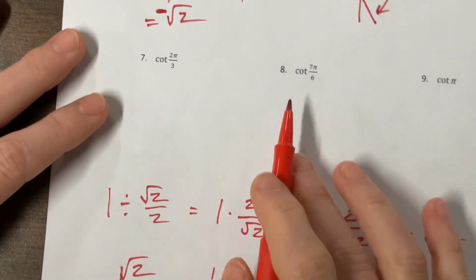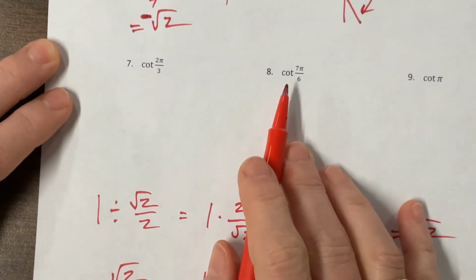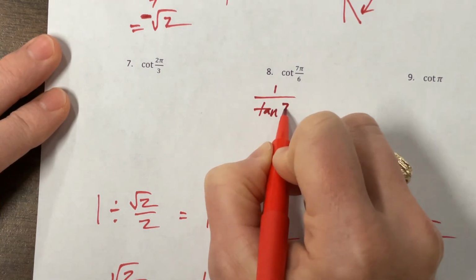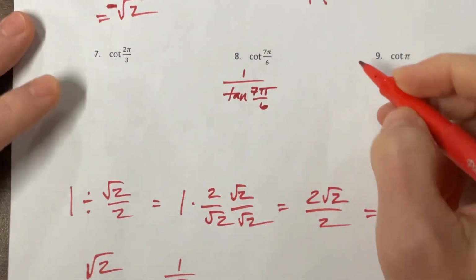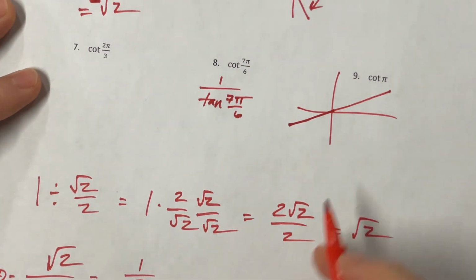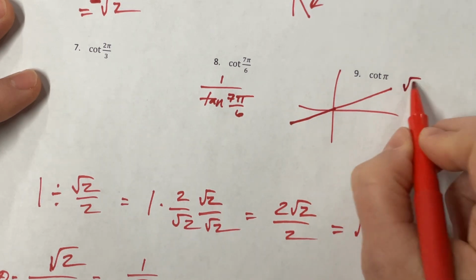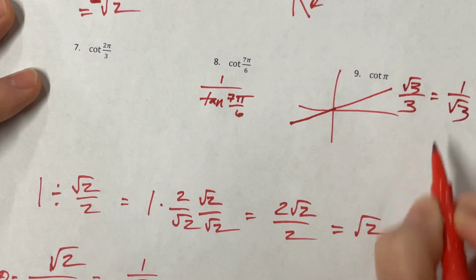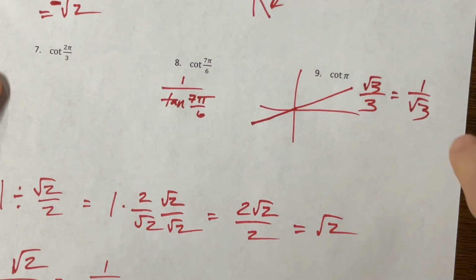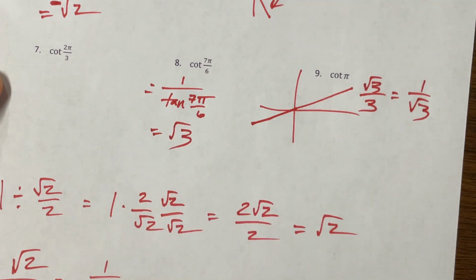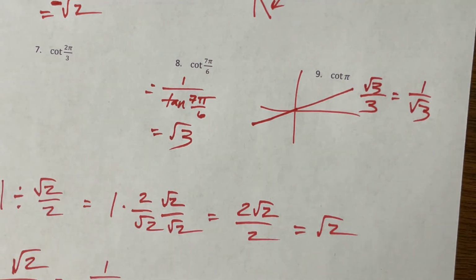Let's do a cotangent one. Cotangent of 7 pi over 6 means it's 1 over tangent of 7 pi over 6. When I think 7 pi over 6, I'm here. When I think tangent, I think slope. This has a slope of root 3 over 3, which would also be 1 over root 3. So when I take the reciprocal of that, I end up getting root 3. Okay, I hope that was helpful.